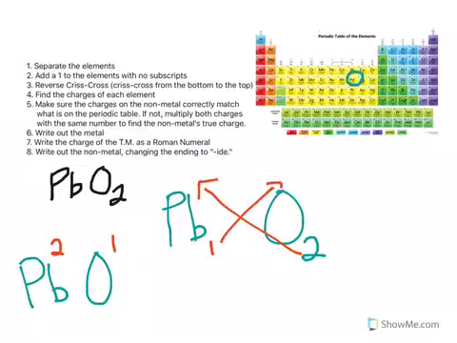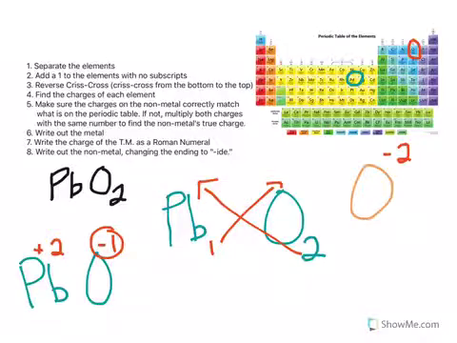Now, I find my charges of each element. I know that my oxygen's a nonmetal, making it a minus. I know that my lead is a metal, so making it a plus. But the only problem here, if I look at step number 5, is that my oxygen is in group number 6, which normally means that my oxygen is going to have -2, which I don't have here. So I have a big problem.